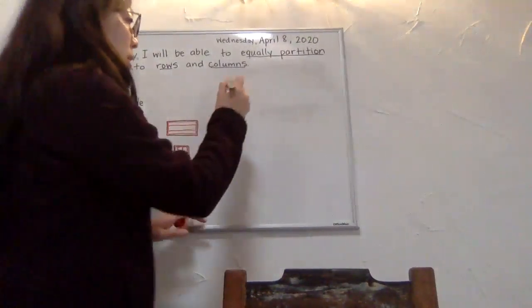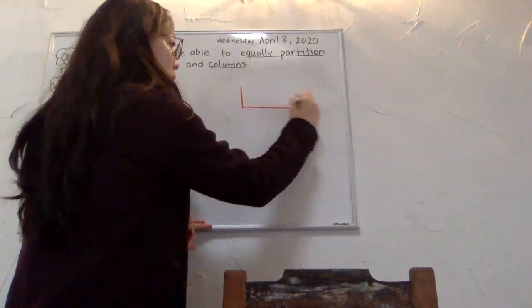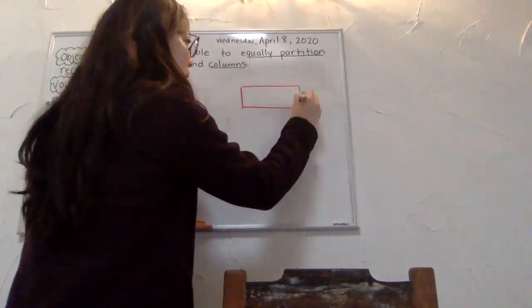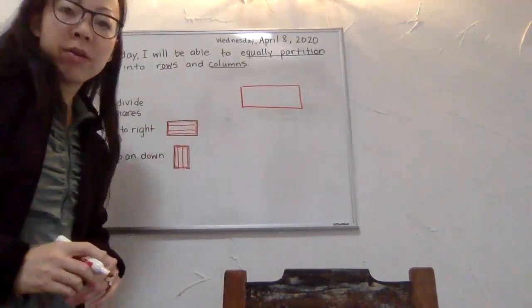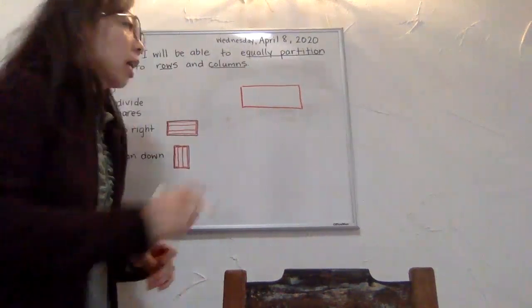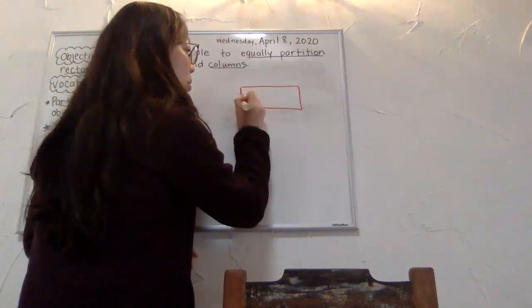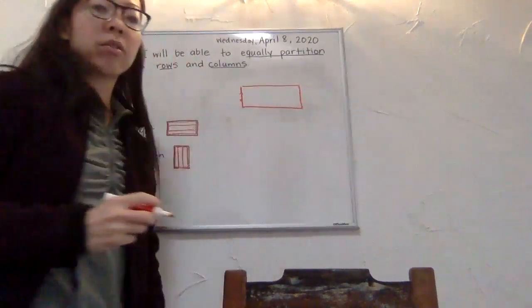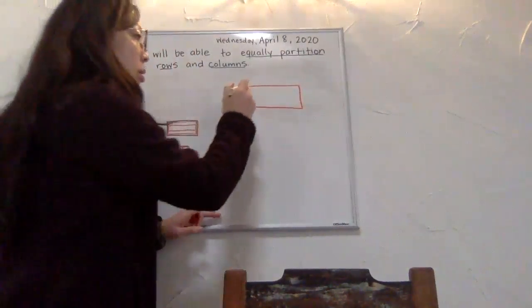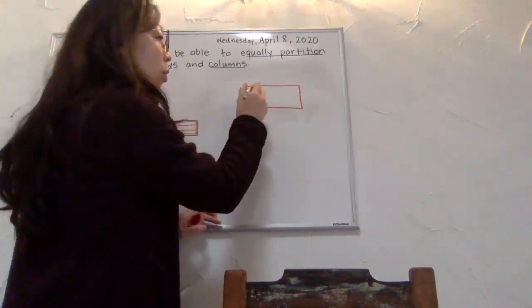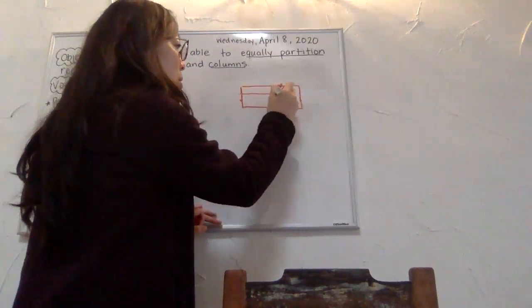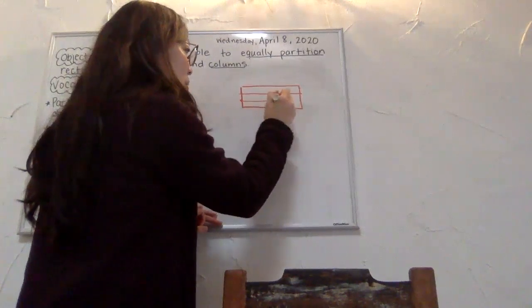Now, today if I wanted to draw my rectangle, you're going to see in your activity today that you're going to have a rectangle, and you're going to have some arrows, and you're going to have a dot that you're going to connect them to. So when you're doing that, you're going to take the red marker for rows, you're going to draw it straight across and straight across. Let's take a look.